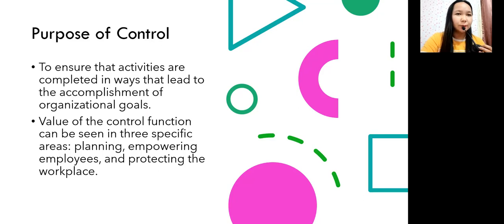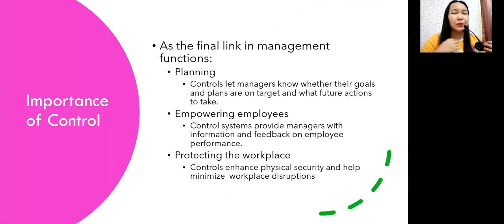So, dito, meron tayong three areas na pwede natin makita yung importance ng controlling. So, number one is actually your planning. So, as the final link in management functions, planning is actually greatly related to controlling. Kasi kumbaga, yung basis mo ng controlling mo is galing sa planning. So, controls let managers know whether their goals and plans are on target and what future actions to take.